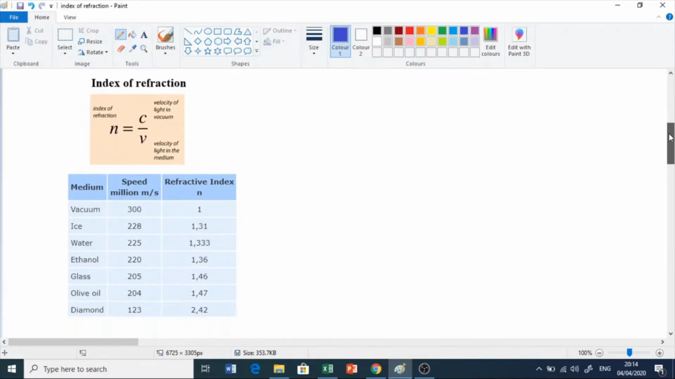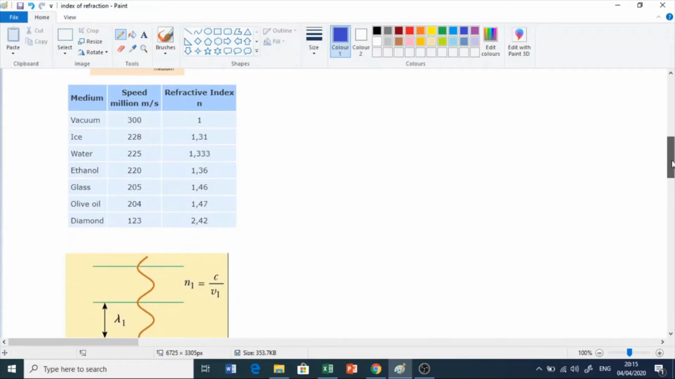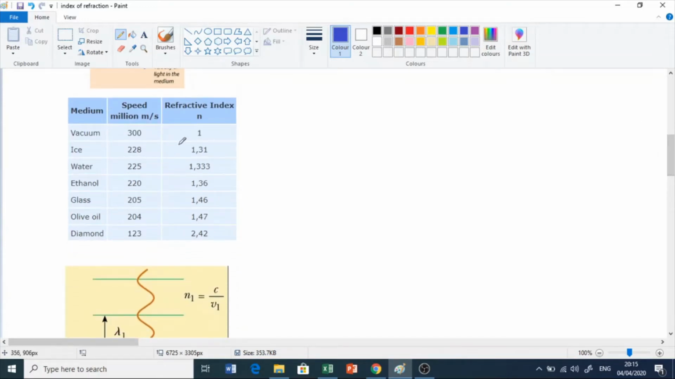How is it defined? The index of refraction of a material is defined with n equals c over v. c is the speed of light in vacuum, and v is the speed of the light in the medium. Let's look at the index of refraction of some transparent mediums. For example, in vacuum it is 1. In ice it is 1.31. In glass it is 1.46.